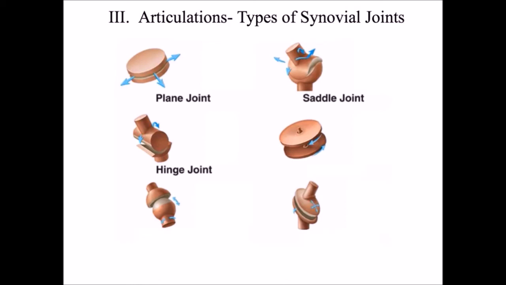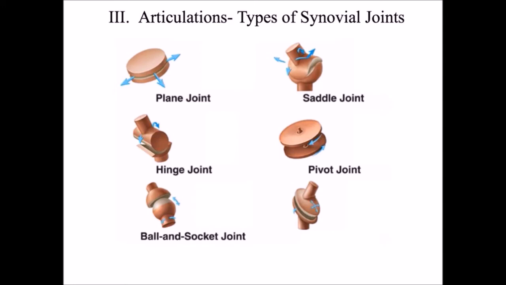The fourth type of synovial joint is a pivot joint, and a pivot joint is where one bone rotates about the other. Example of a pivot joint would be between the radius and ulna, and between the first two vertebrae of the vertebral column called the atlas and axis. The next type of synovial joint is a ball and socket joint. And in the ball and socket joint, one bone will have a structure that resembles a ball that fits into another bone's socket. Example of a ball and socket joint would be the hip and the shoulder.